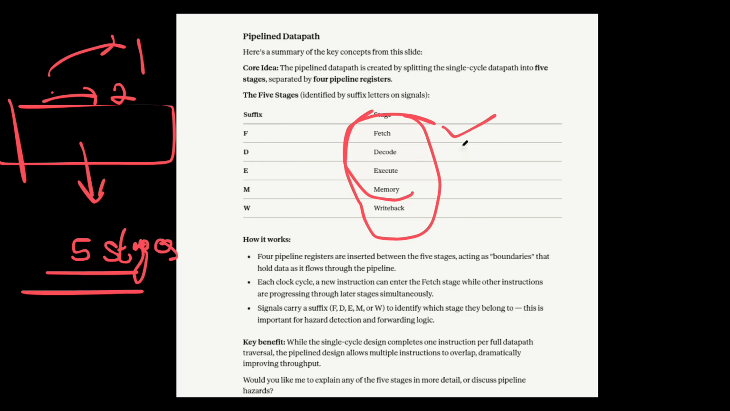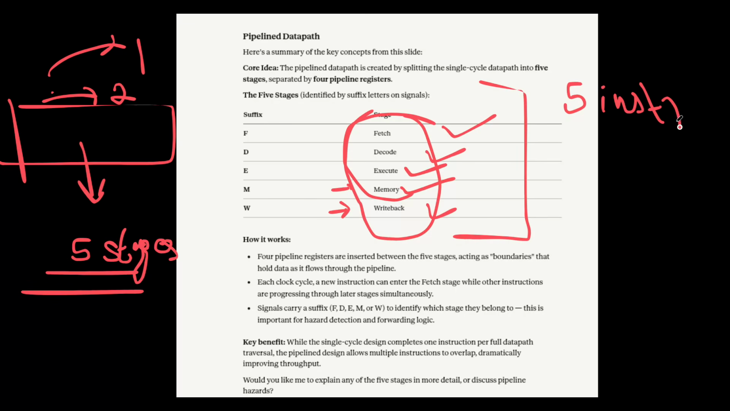You have the fetch stage, the decode stage, the execute stage, the memory stage, and the write back stage. So if one instruction is in the fetch stage, another instruction would be in the decoding stage, another in the execute stage, another in the memory stage, and another in the write back stage. So at a time 5 instructions can execute because there are 5 stages.